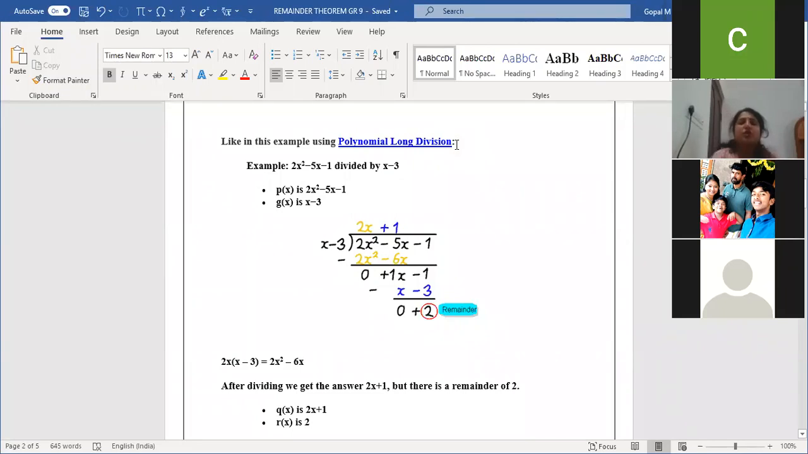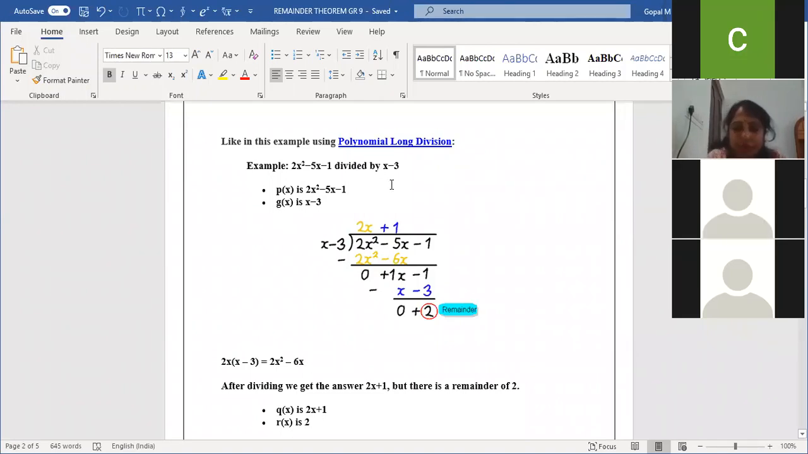Okay, children. So here is how they are asking the question: divide 2x square minus 5x minus 1 by x minus 3 by the long division method. Also, they'll ask to verify using the remainder theorem. Now I'm going to explain without doing this long division method.